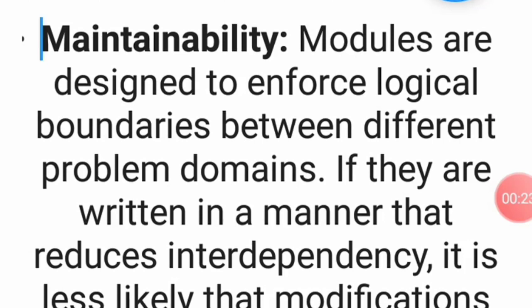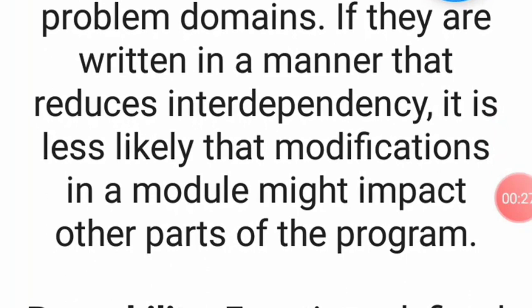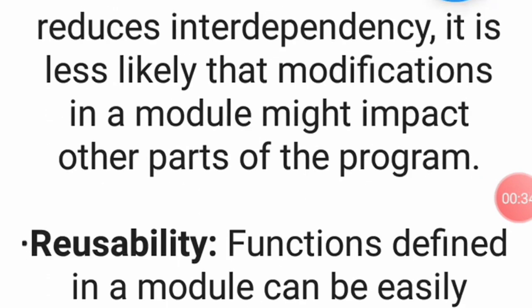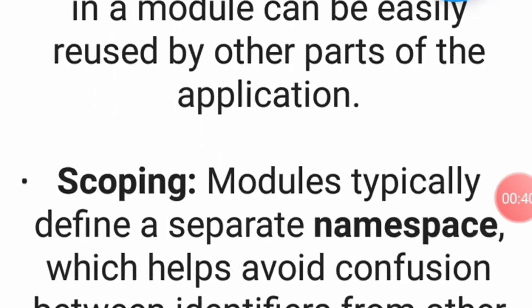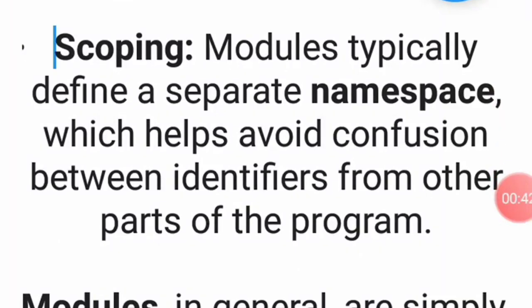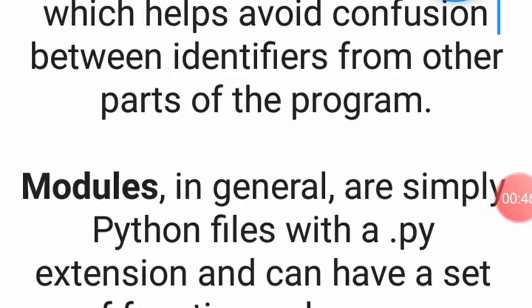Maintainability: modules are designed to enforce logical boundaries between different problem domains. If they are written in a manner that reduces interdependency, it is less likely that modifications in a module might impact other parts of the program. Reusability: functions defined in a module can be easily reused by other parts of the application. Scoping: modules typically define a separate namespace, which helps avoid confusion between identifiers from other parts of the program.